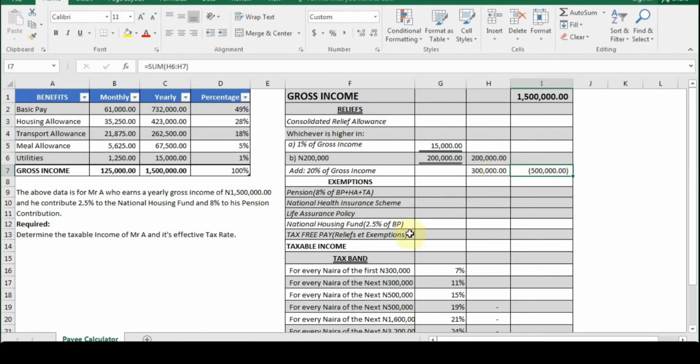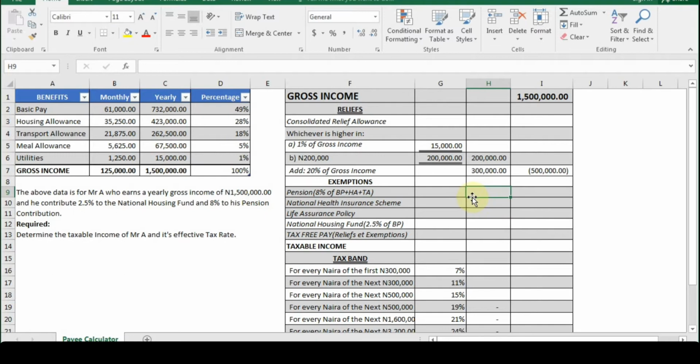So we'll move to the exemptions. Does Mr. A have any exemptions? Oh, good. He contributes 2.5% to the National Housing Fund and 8% to his pension contribution fund. So these are the exemptions that we have. I'm sure you're all familiar with it now. To calculate pension, it will be 8% of the basic pay, the annual housing allowance, and the transport allowance.